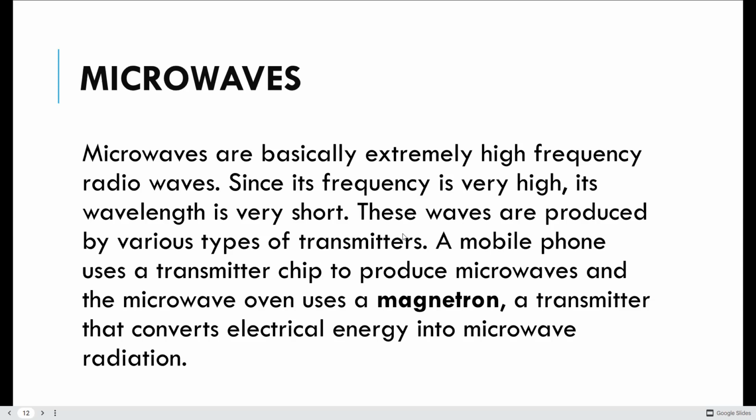Any questions so far with microwaves? By the way, these lessons are from lower grades. Okay? These are from lower grades.